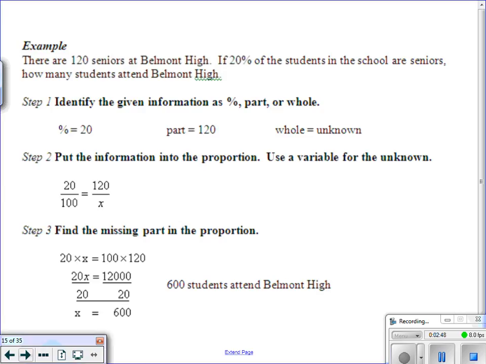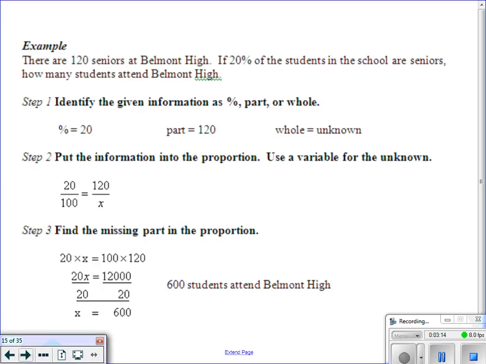So looking at this example here, there's 120 seniors at Belmont High. If 20% of the students in the school are seniors, how many students attend Belmont High? Well, there's three parts of this that we have to identify. The 100 is always going to be there. So of the four parts in the proportion, we know the 100 is going to be on the bottom and one side. So we just got to identify the other three parts.